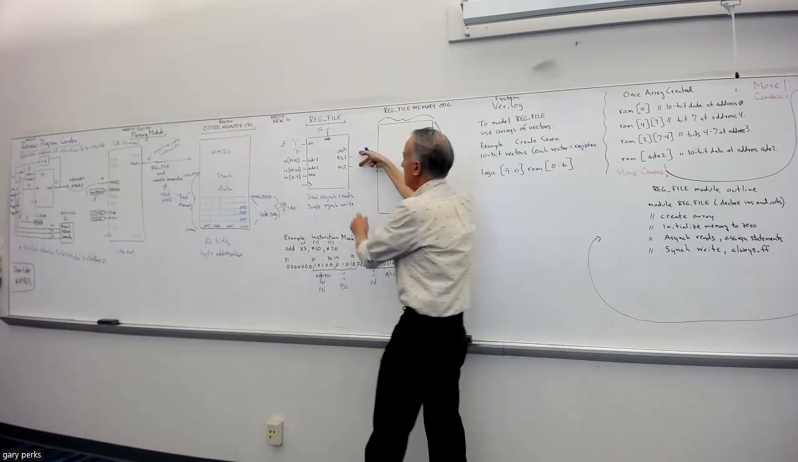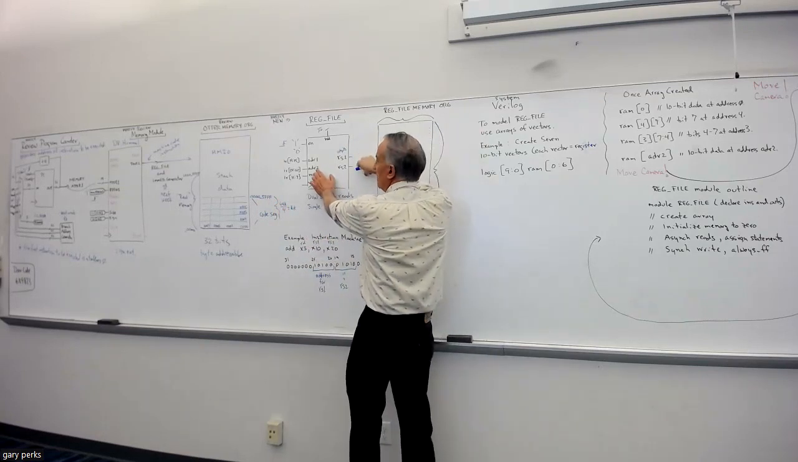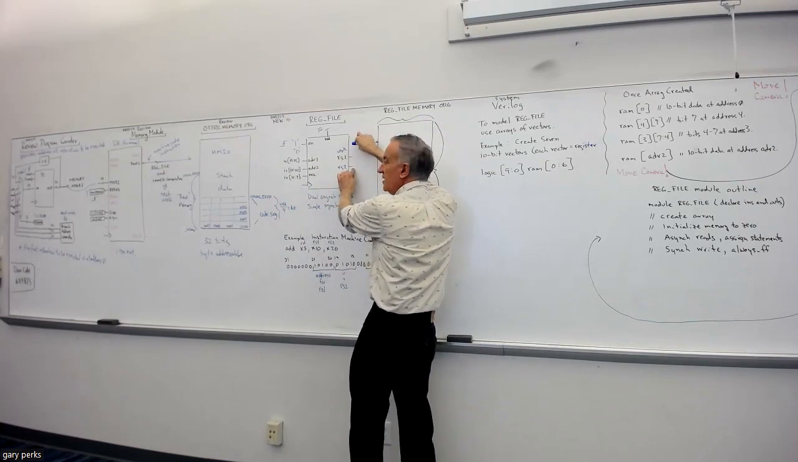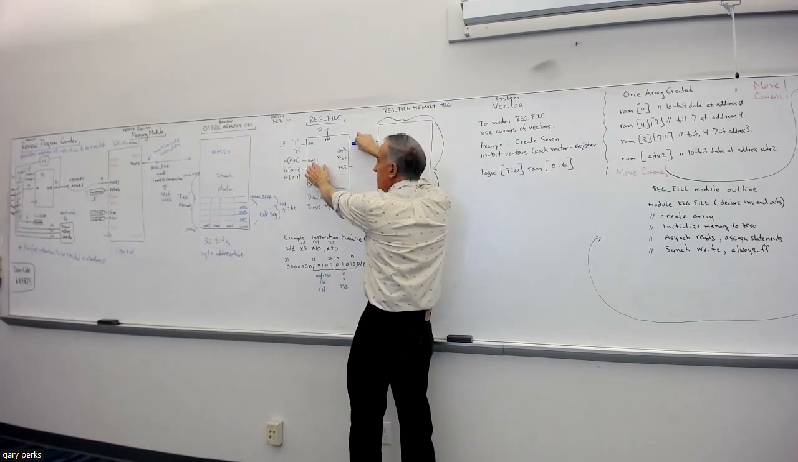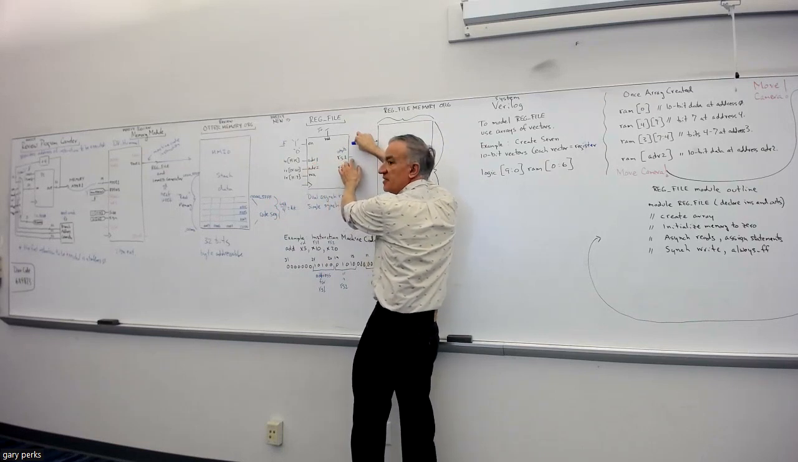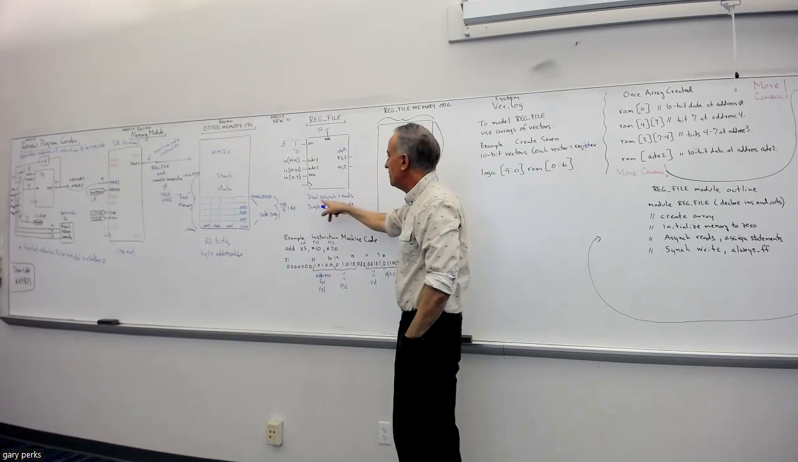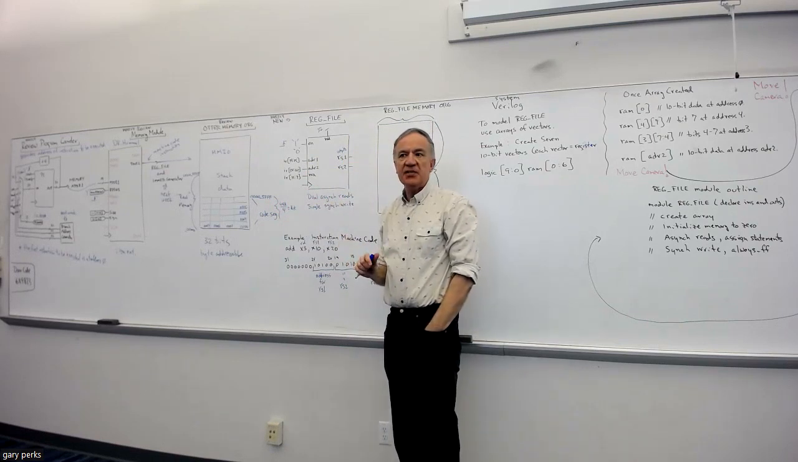And when a read happens, the contents of this address is going to be here at this output. And the contents of this address is going to be at this output. And they're going to be there simultaneously. Okay, that's what we mean by a dual async read.